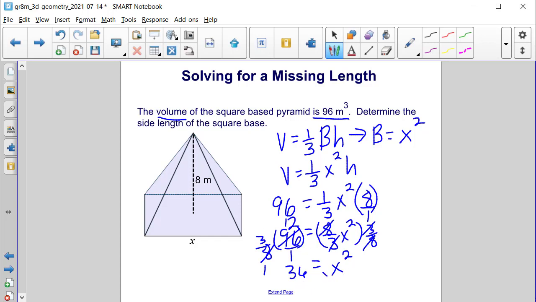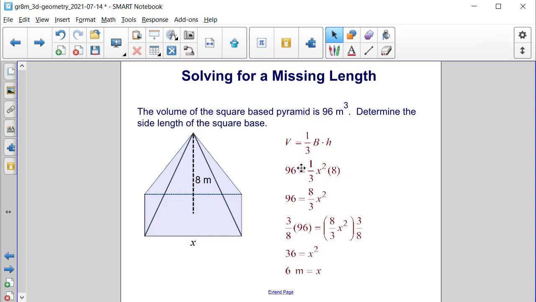So if we square root both sides to get x by itself, we have either positive or negative 6. But since this is a three-dimensional solid and the side lengths must be positive numbers, we only include the positive 6 meters in our final answer. So the value of x is 6 meters.